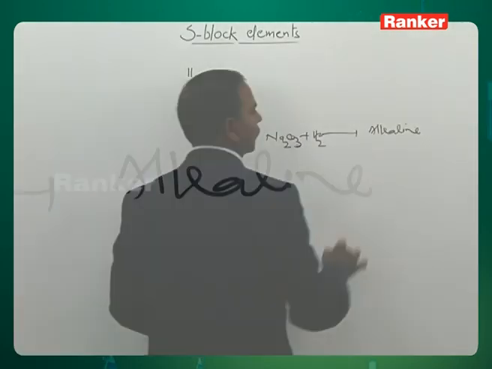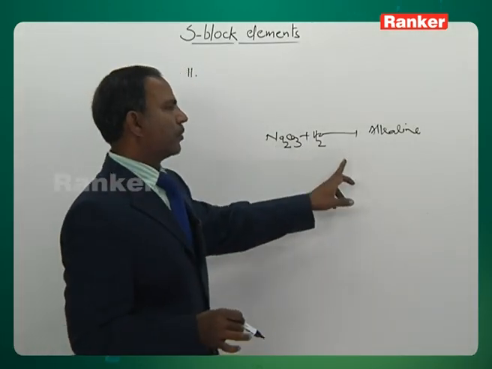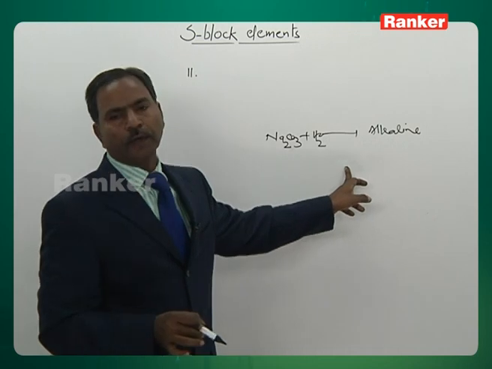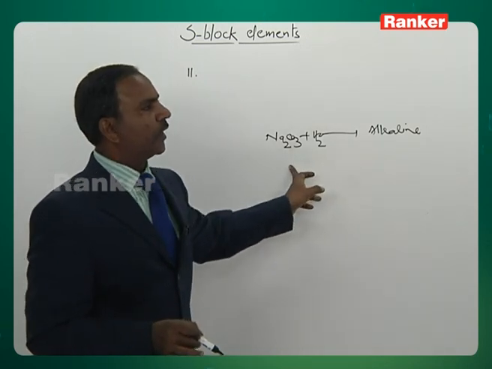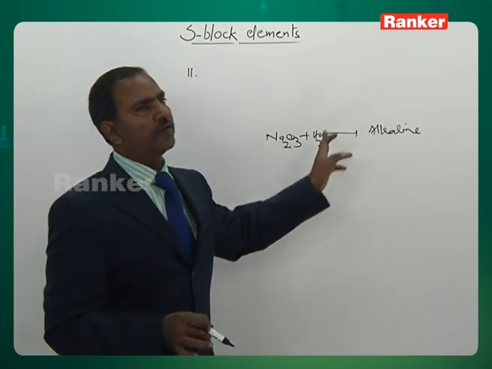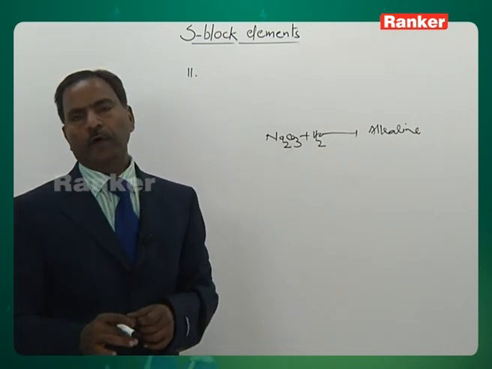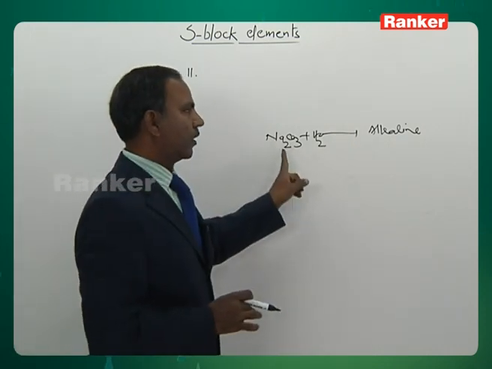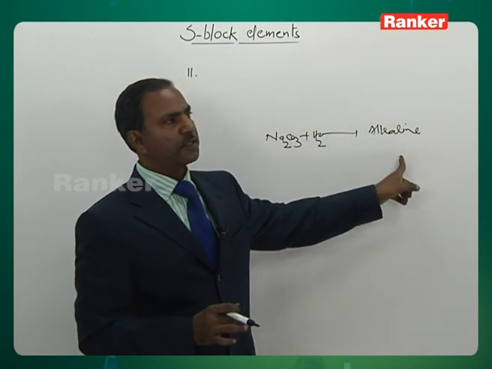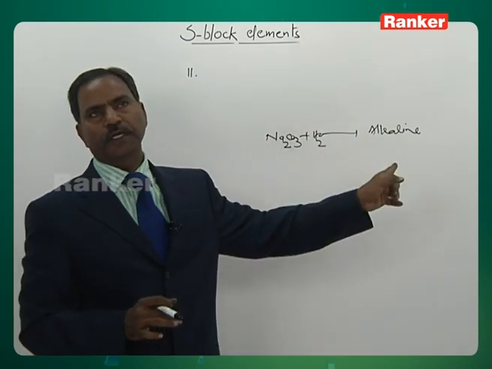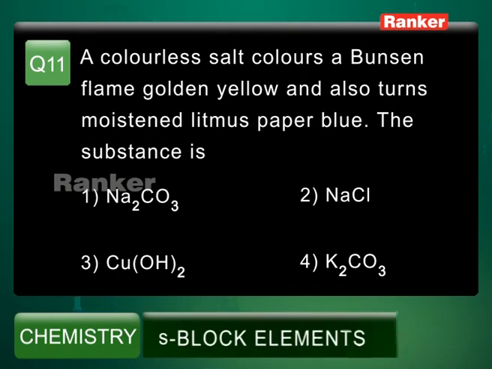We get an alkaline solution, so Na2CO3 with moist air or moistened litmus gives a basic solution. Therefore, option 1 is correct, giving the golden yellow color, and also with moist air it produces a basic substance or basic solution. Therefore, here the answer is 1.